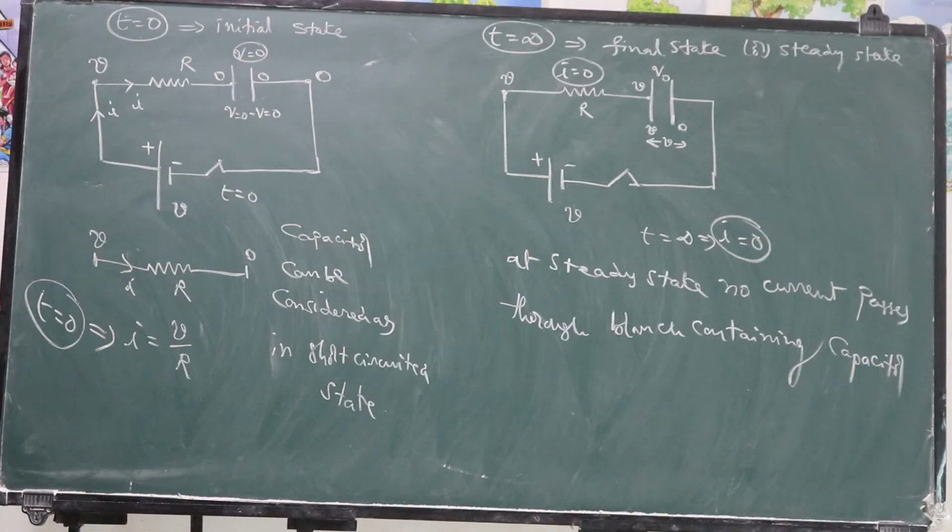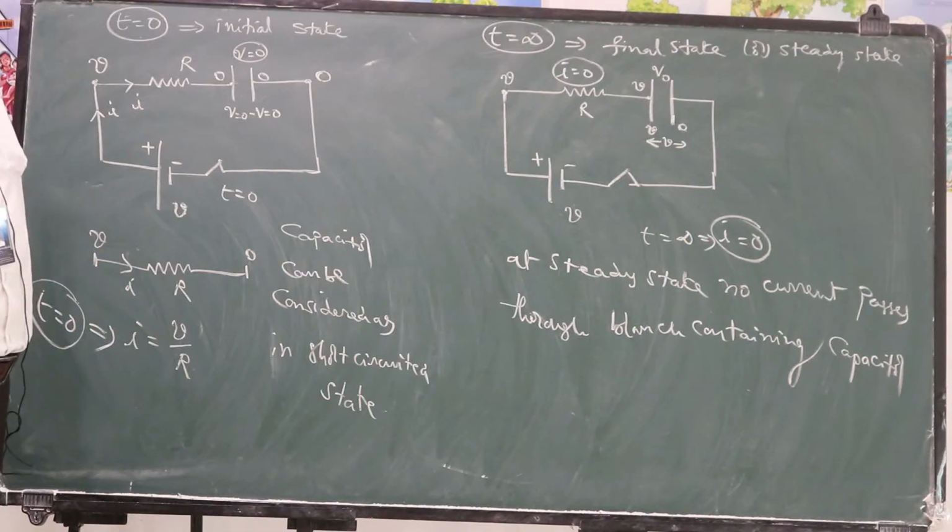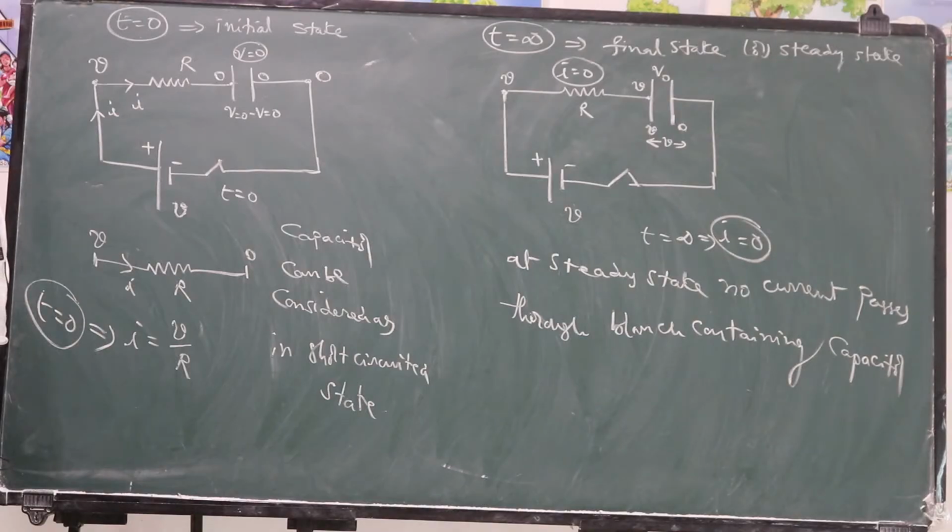Whenever we are given a problem containing a capacitor and resistor, at time t equal to 0, maximum current passes through the resistor since there is no charge available on the capacitor. At time t equal to infinity, no current passes through the resistor attached to the capacitor, since the capacitor is fully charged and is no more ready to send current. Therefore, the answer is 0. The current passing through the resistor is 0 at time t equal to infinity.